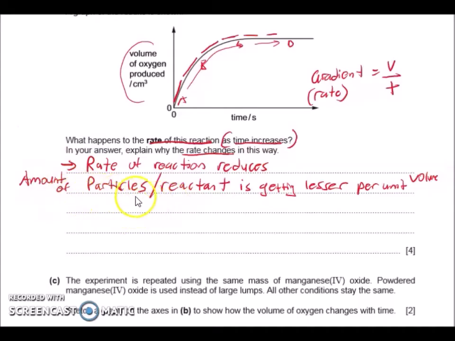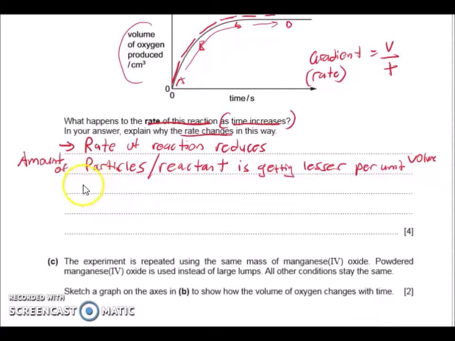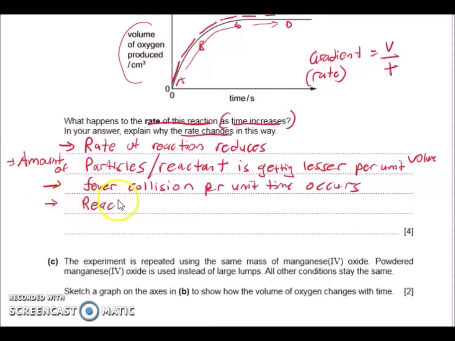So what happens if the amount of particles is getting lesser per unit volume? So you can say fewer collision occurs. Okay, fewer collision per unit time occurs, or you can say the frequency is much more lower for this one. So this is another point over here. So at the end, what happens is the reaction stops.